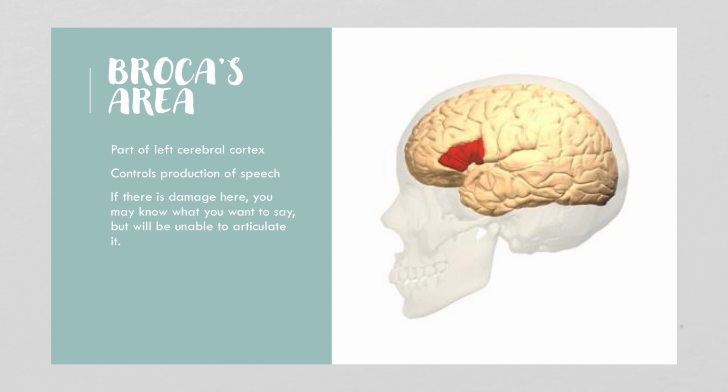So Broca's area is part of our left cerebral cortex in this general area right here. It controls the production of speech. And if there's damage in this area, you might know what you want to say, but you'll be unable to articulate it. So sometimes when people have had a stroke on the left side of their brain, they will be unable to speak and articulate what they're trying to say.